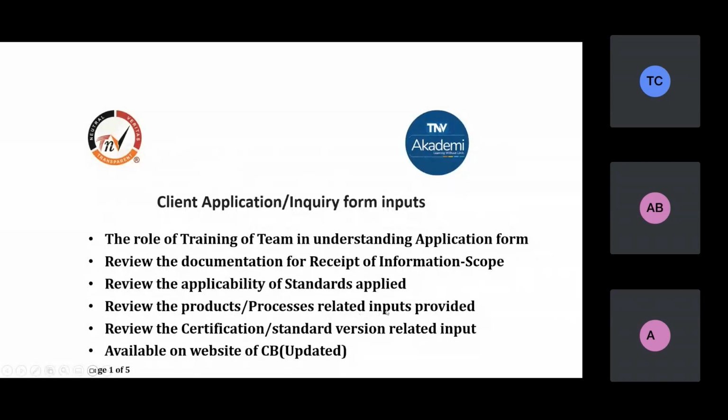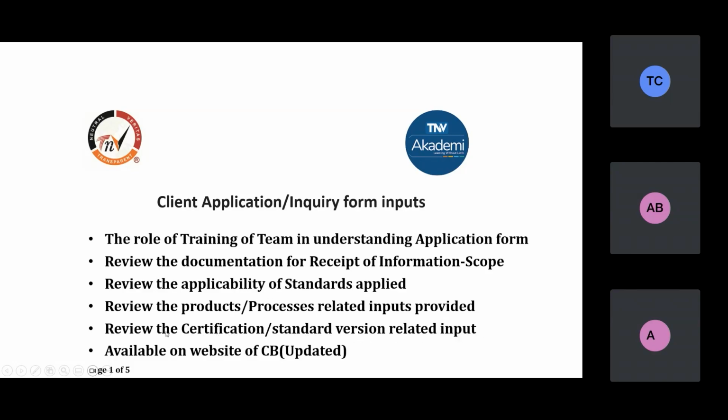We need to look into this filled information correctly, and check for any ambiguity or incorrect writing, because sometimes the client, consultants or business associates will try to write so many things into the application form which may not be correctly covered under the scope of certification, and they may not follow the rules and regulations as per the technical codes of the various accreditation bodies, IAF, NACE, and so on. So this is a very important parameter here. Then what happens? Review the certification standard version related input.